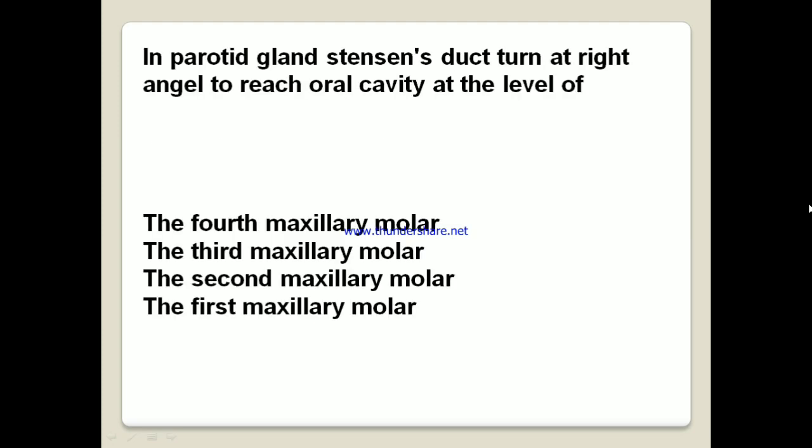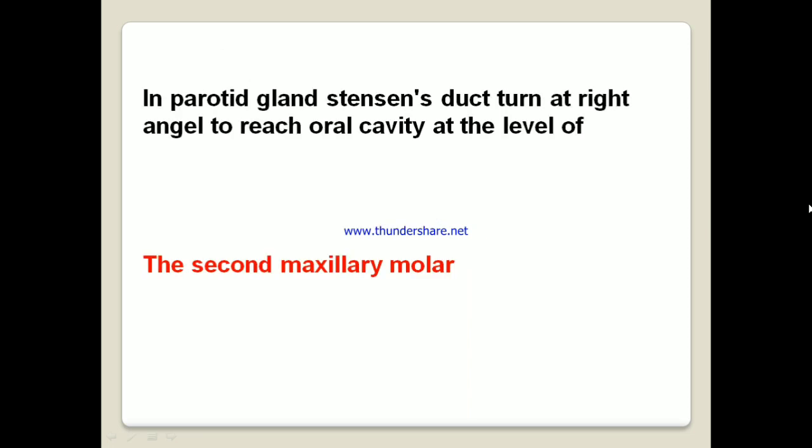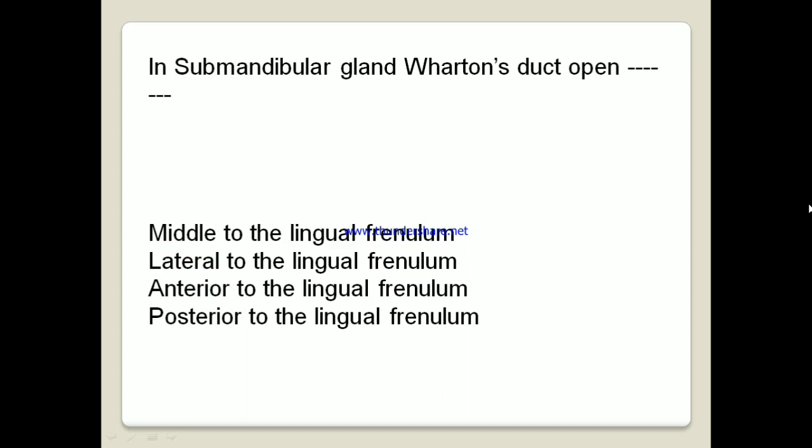In parotid glands, Stenson's duct turns at a right angle to reach the oral cavity at the level of which maxillary molar: the fourth, the third, the second, or the first? The second maxillary molar. In submandibular gland, Wharton's duct opens.